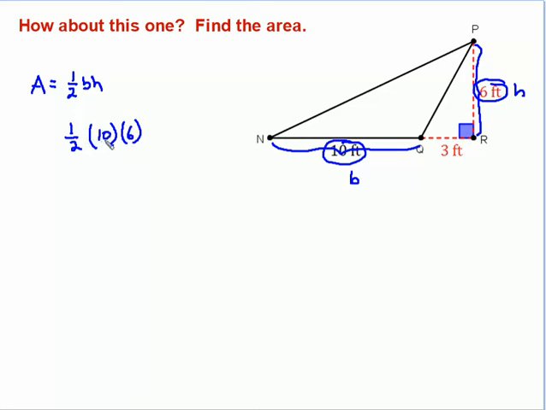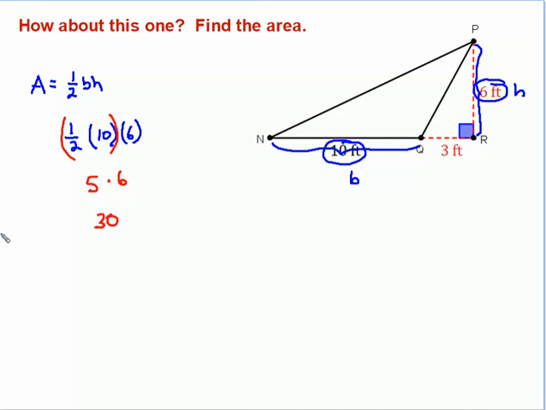And again, it's easy. We could do either one of these. I could do 1/2 times 10 first, and that's going to be 5, because it's 10 divided by 2, right? So we've got 5 times 6, and that's going to be equal to 30.